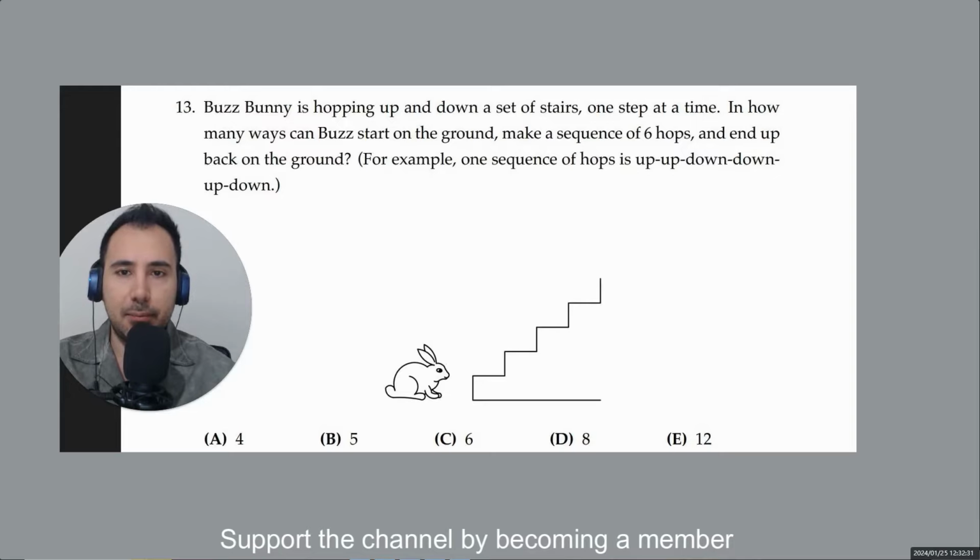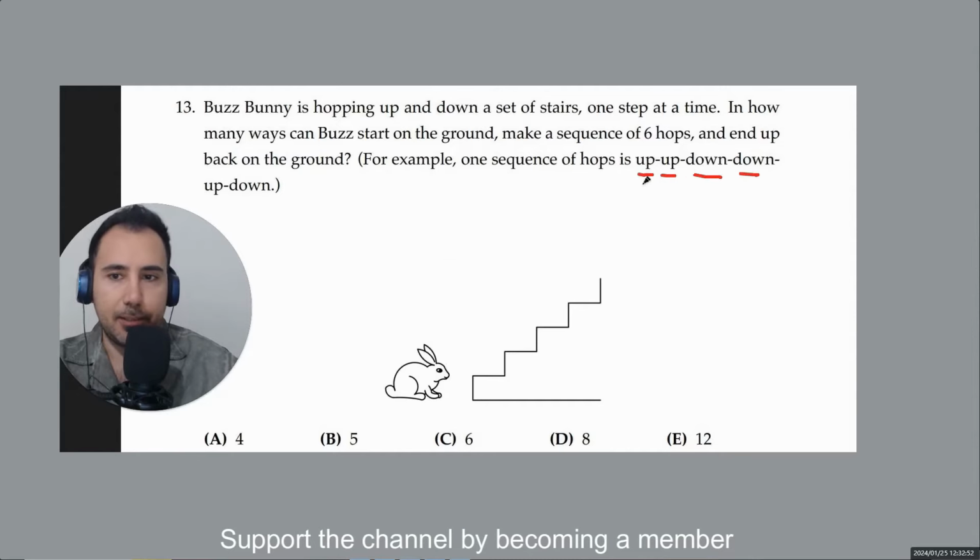Buzz Bunny is hopping up and down a set of stairs one step at a time. In how many ways can Buzz start on the ground, make a sequence of 6 hops, and end up back on the ground? For example, one sequence is, as you see. Okay, so we're going to have 6 hops, and we want to go back to our starting position. So how many ups, how many downs? Because we want to go back, 3 ups, 3 downs. Okay, that makes it easier.